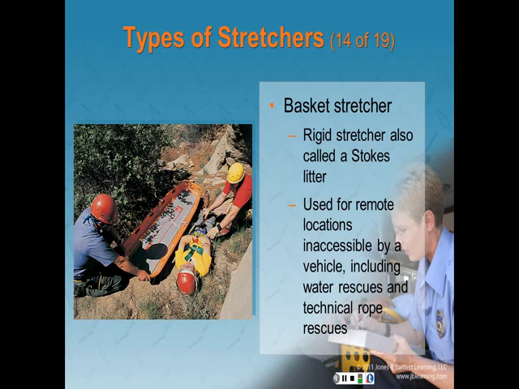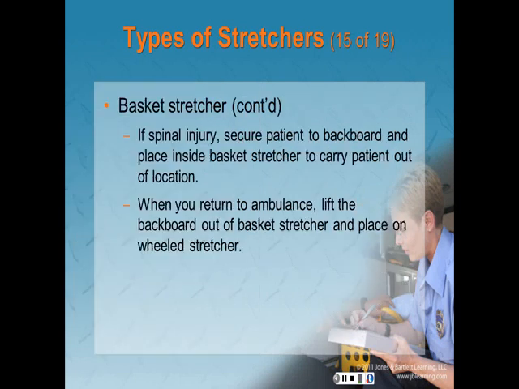A basket stretcher is a rigid stretcher, also called a Stokes litter. It's used to carry patients across uneven terrain from a remote location that is inaccessible by ambulance or other vehicle. If your patient has a suspected spine injury, you put the patient on a backboard first and place the backboard inside the basket stretcher to carry the patient out of the remote location. Basket stretchers are made of plastic with an aluminum frame or have a full steel frame that is connected by woven wire mesh. The design allows water to drain through the stretcher, and it's used for technical rope rescues and some water rescues.